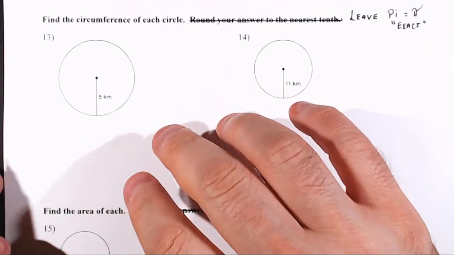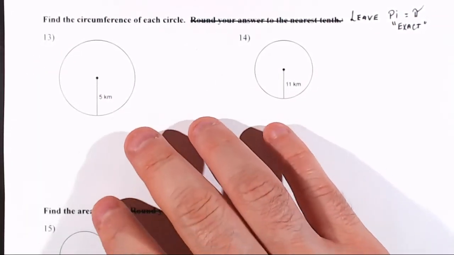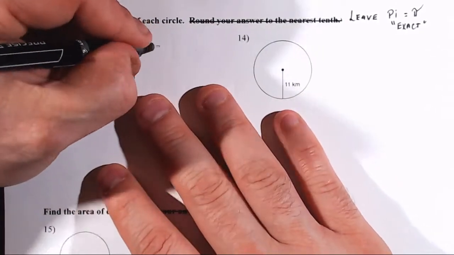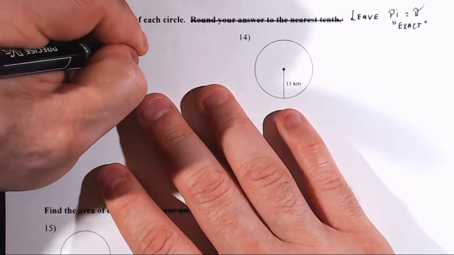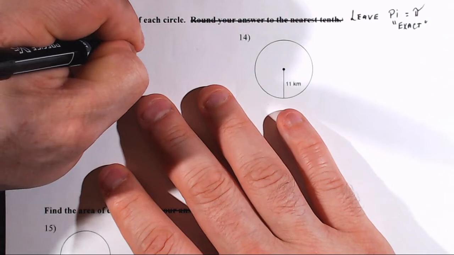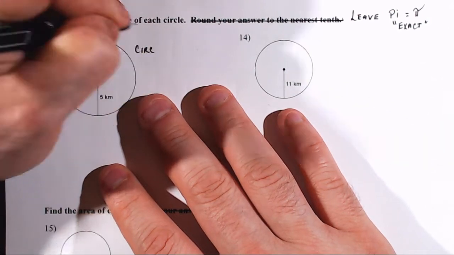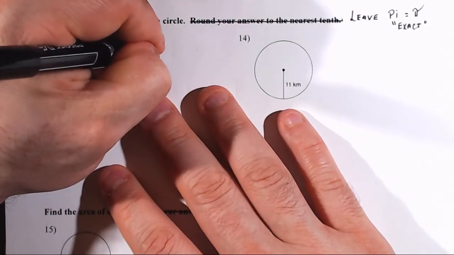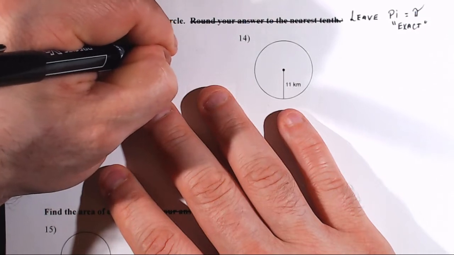And here's what I mean by that. How do you find the circumference of a circle? Well, here's how you do it. You take the circumference, let's write it out, circumference.